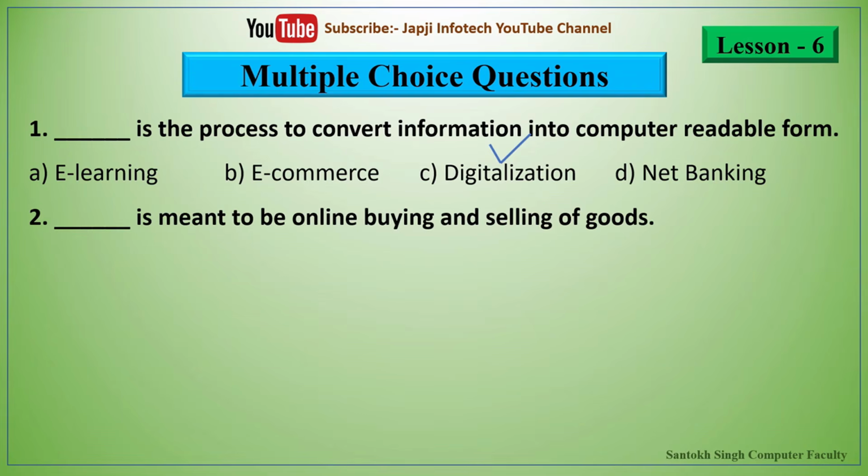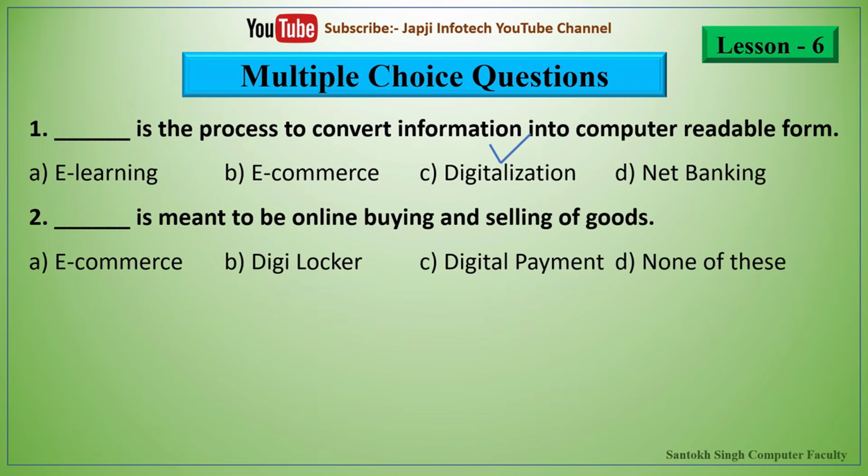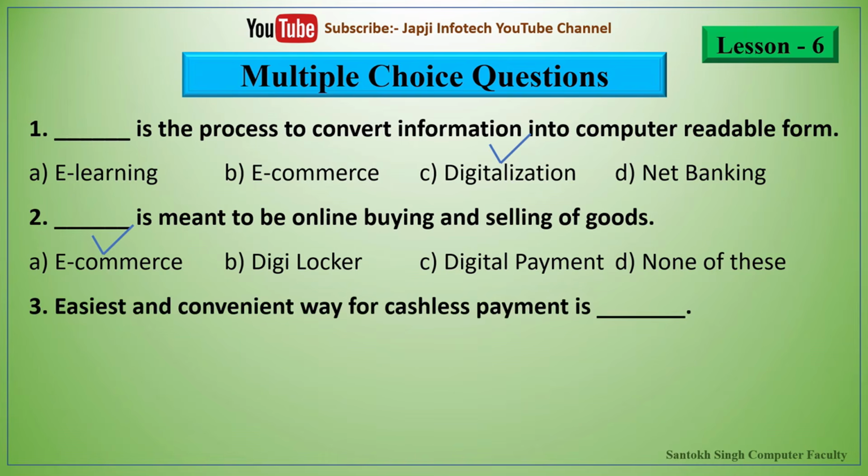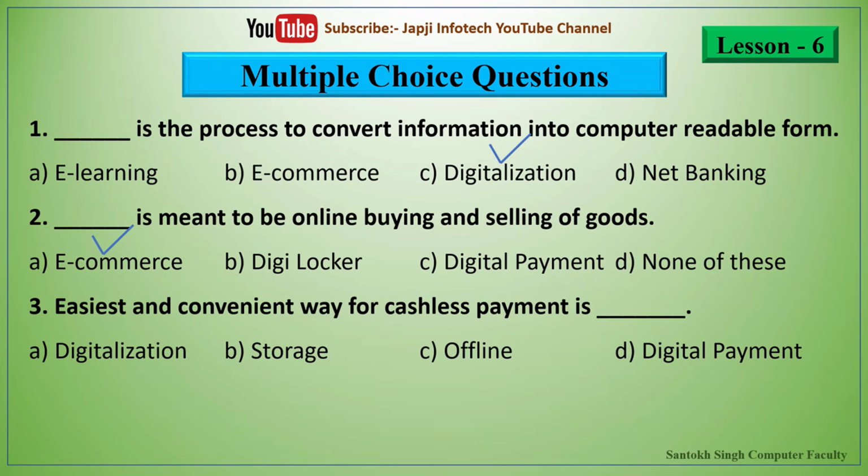Second one is dash is meant to be online buying and selling of goods, and their options are e-commerce, DigiLocker, digital payment, or none of these. And the right answer is e-commerce is meant to be online buying and selling of goods. Third one is easiest and convenient way for cashless payment is dash, and their options are digitalization, storage, offline, or digital payment. And the right answer is easiest and convenient way for cashless payment is digital payment.